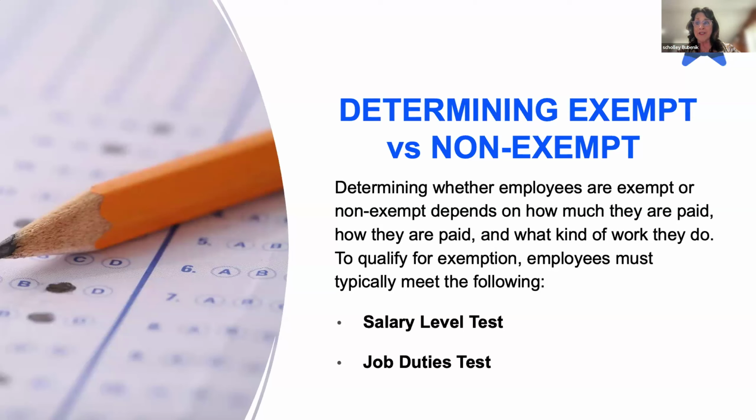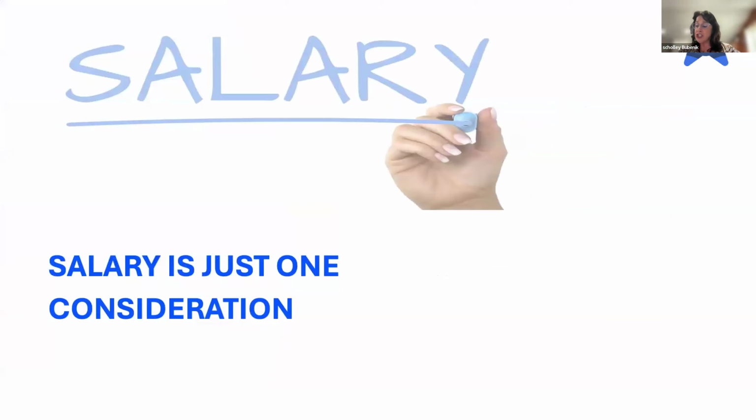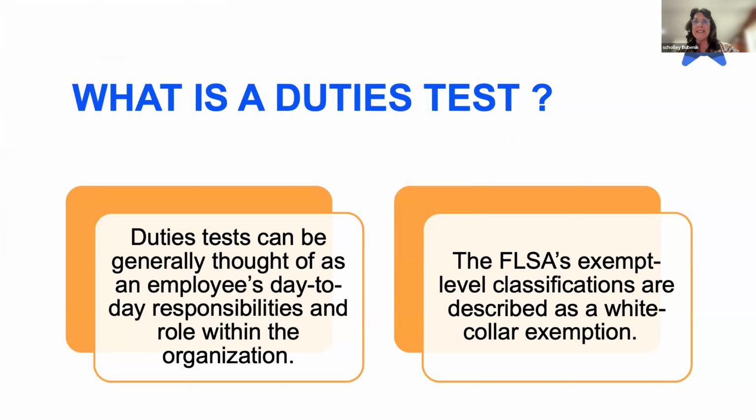The first is a salary level test. And as I explained, that is being increased to $844 per week. But that is not the only criteria. Salary is just one consideration. The other is what we call the duties test. And that is actually the work that is performed on a day-to-day basis in a person's job. It does not mean the title of the job, but what does that person do day-to-day? And the Fair Labor Standards Act has exemptions based on different criteria. These are often referred to as white-collar exemptions.